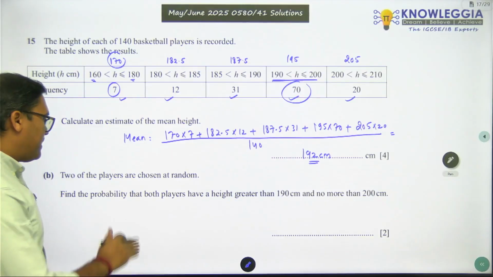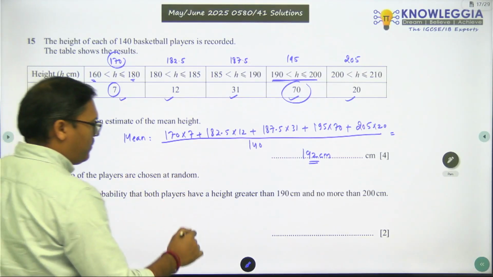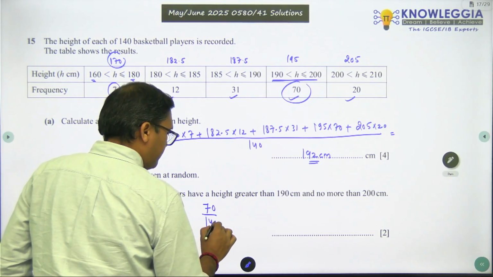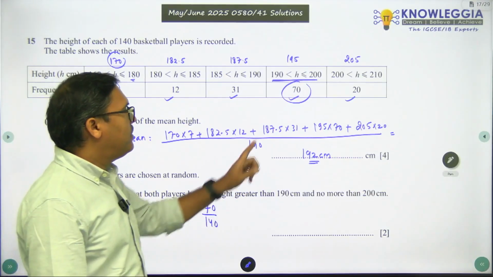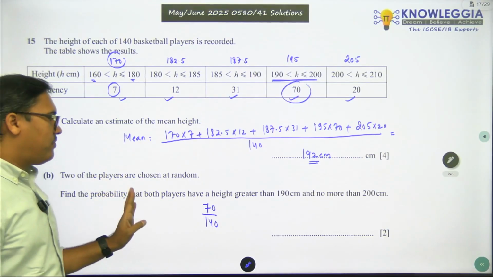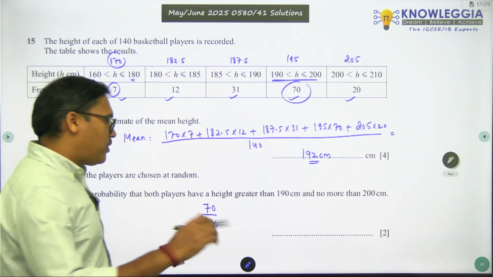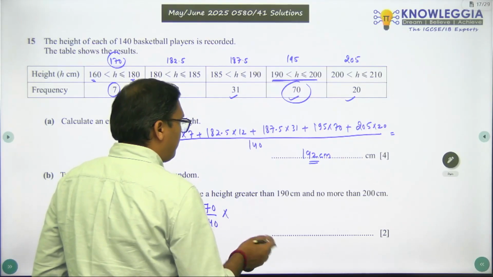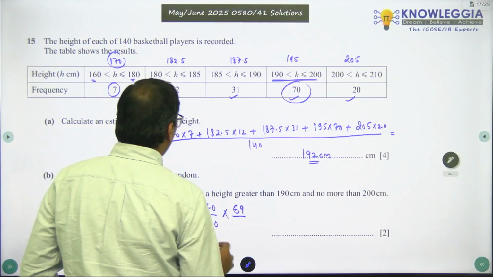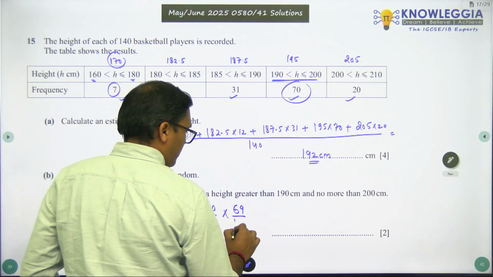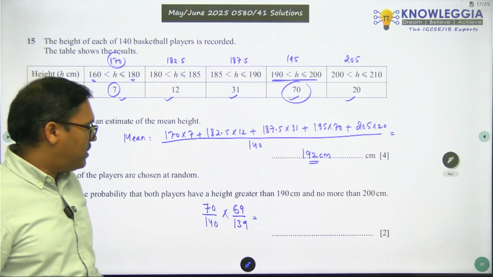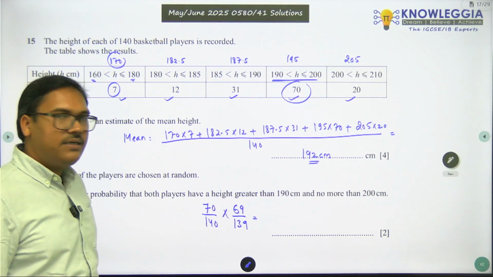So if I select the first person, what is the probability of that? This is 70 divided by 140. There are 70 players who have height between 190 and 200. So what is the probability of selecting the first person, and what is the probability of the second person? Now there will be 69 out of how many? 139. So this is 70 upon 140, 69 upon 139.